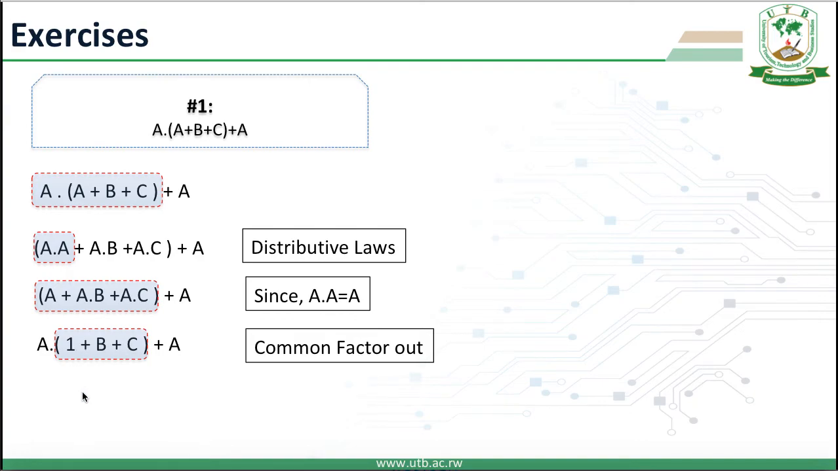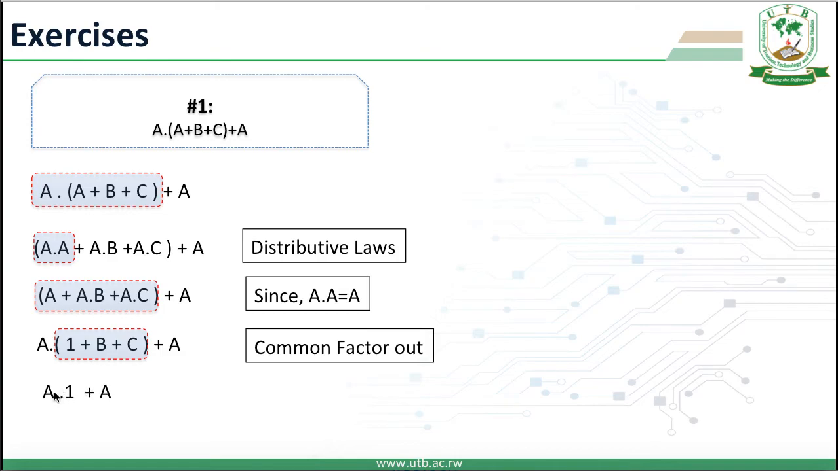So we know that there is an identity law called a plus 1 equal to 1, or c plus 1 equal to 1. Keep in mind, if you are ORing, plus means addition, 1 with any number of variables, the output will be 1, because of true and false. So 1 plus b plus c, where b can be 0 or 1, or c can be 0 or 1, eventually this is true.